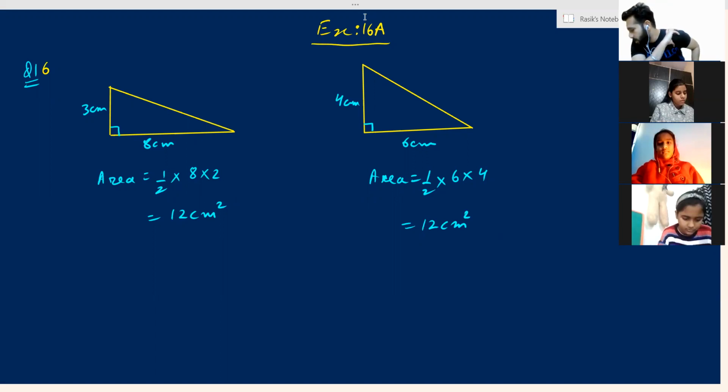Two triangles are congruent if they have same shape and size. Okay. Two triangles are congruent if they have same shape, same angles and same sides. ऐसे भी लिख सकते हैं, or you can write same shape and size.